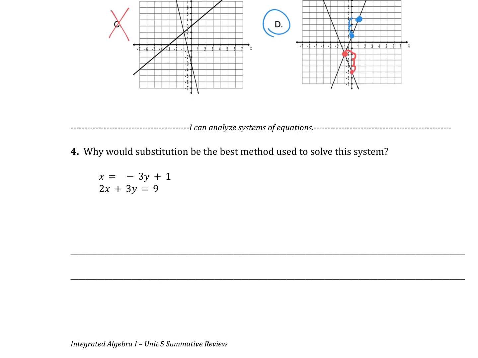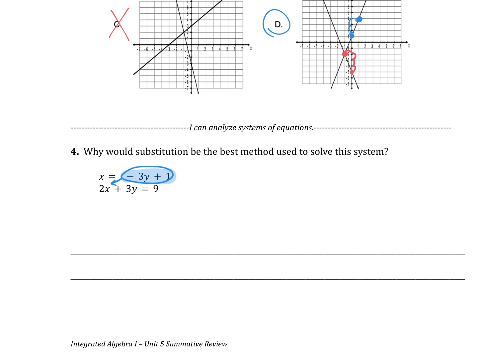Number 4 says, why would substitution be the best method to solve this system? Well, if you look at these two equations here, my first equation is solved for x, so I can very easily plug this negative 3x plus 1 in for x. So you can go ahead and explain that in words.